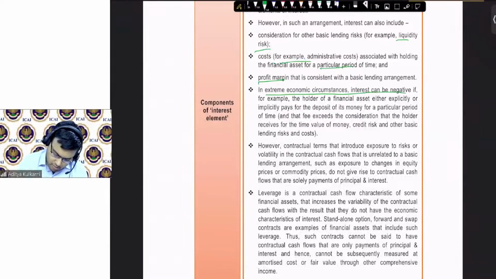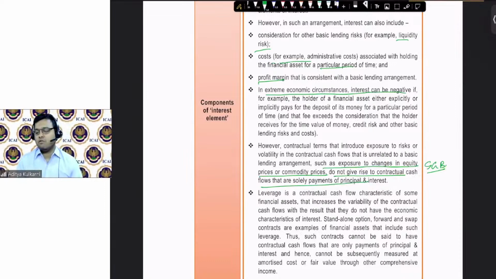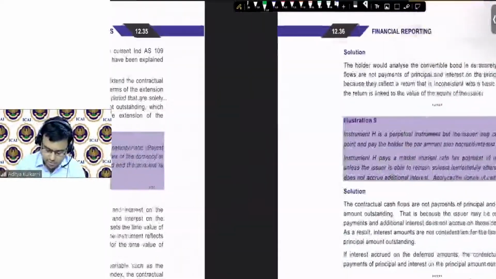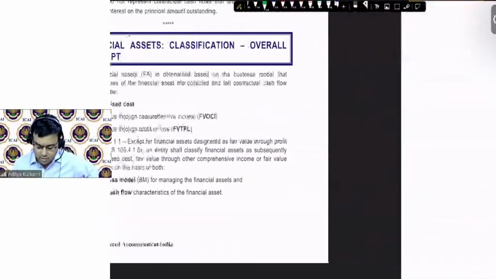Contractual terms that introduce exposure to risks or volatility in the contractual cash flows unrelated to a basic lending arrangement, such as exposure to changes in equity prices or commodity prices. I gave you the example of sovereign gold bonds. So they do not give rise to contractual cash flows that are solely payments of principal and interest. I gave you this example also. So we have studied this, is what I want to tell you. Okay. So basically the theory part we have discussed.